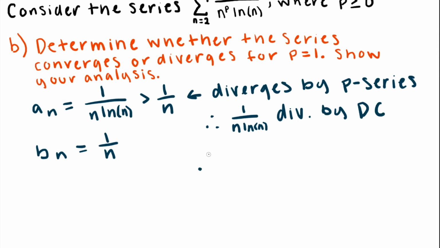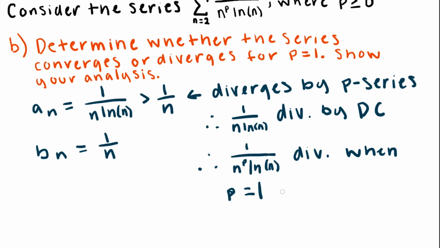So therefore, 1 over n to the p ln of n diverges when p is equal to 1 by direct comparison.